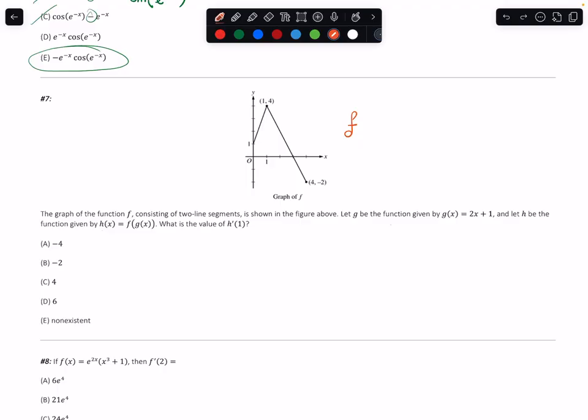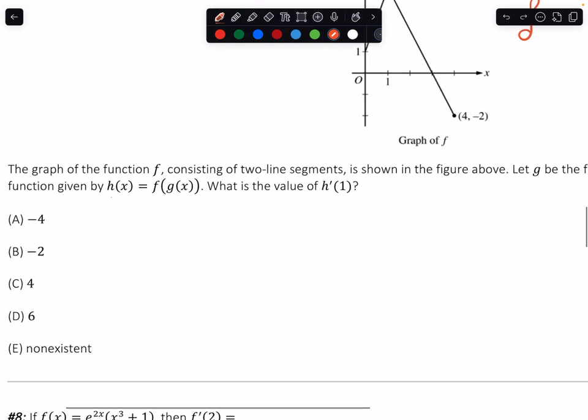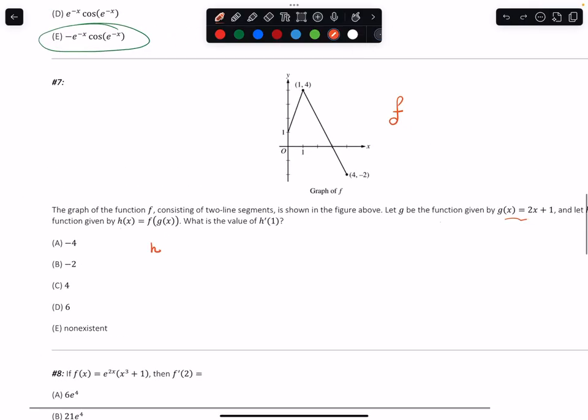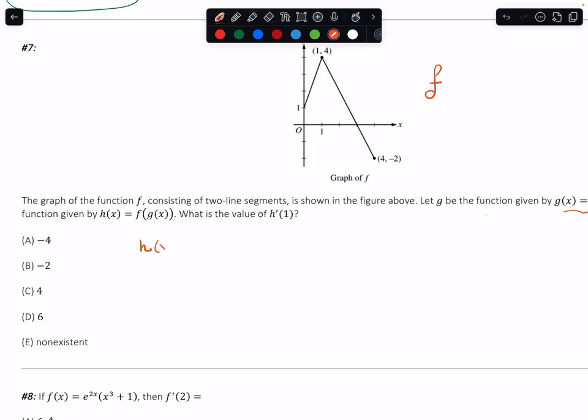What is the value of h prime of 1? So the derivative of h at x equals 1. This is by definition a composite function, which means that I must apply the chain rule here. So I'm finding h prime first, of course. Well, maybe we should do something else based on what they told us. They actually told us what g was, correct? It's 2x plus 1.